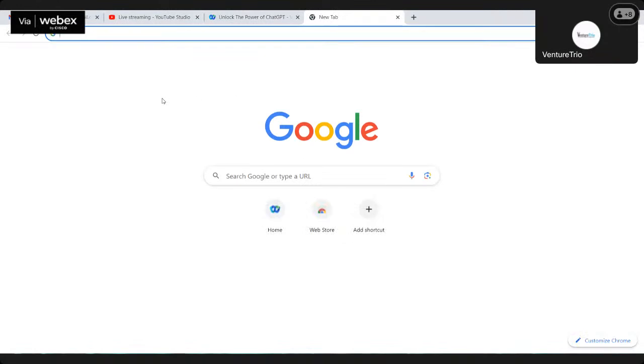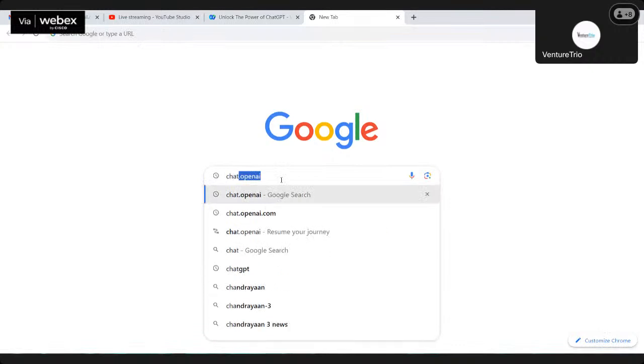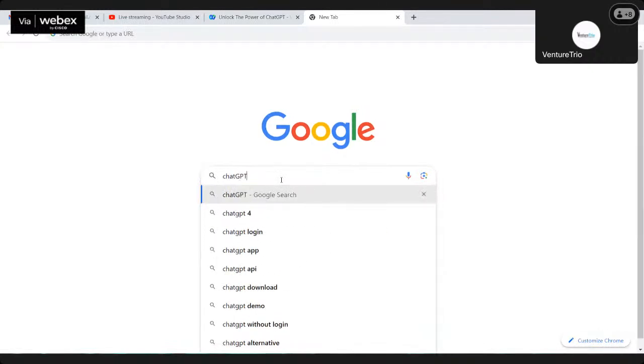Firstly, we will have to go to Google and simply write ChatGPT. Tomorrow we will add an extension in ChatGPT. We will use a more powerful ChatGPT. This ChatGPT is used by the majority of persons, but tomorrow we are going to make it more powerful.